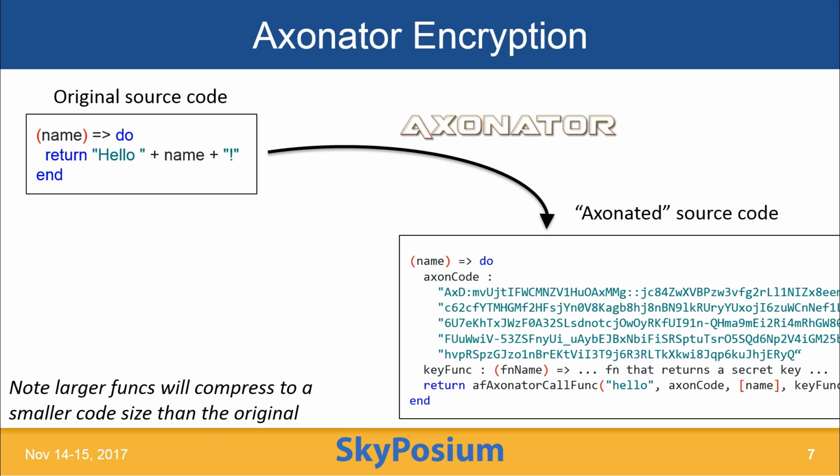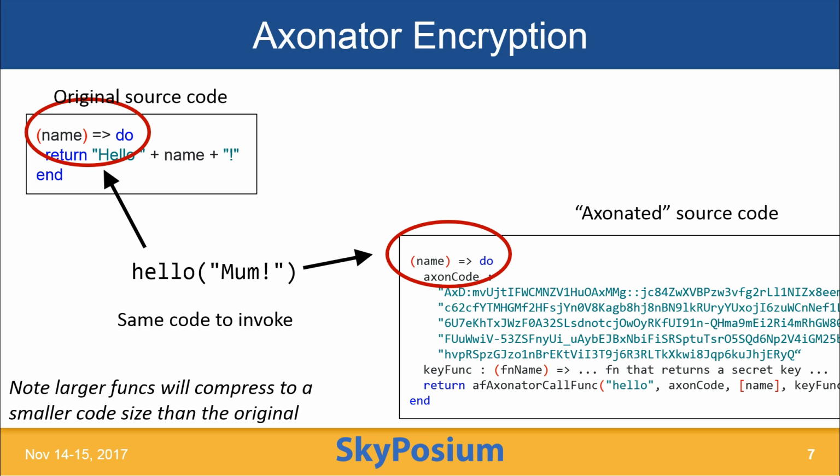From an end user perspective, if I were to invoke the original function, I would call hello mum, and if I were to call the Axonated function, then I would call hello mum. Did you notice the difference? Nope, that's because they're identical, and that's the whole point. Because you can call the Axonated functions in exactly the same way as the original functions. Therefore, the Axonated functions can be used as drop-in replacements.